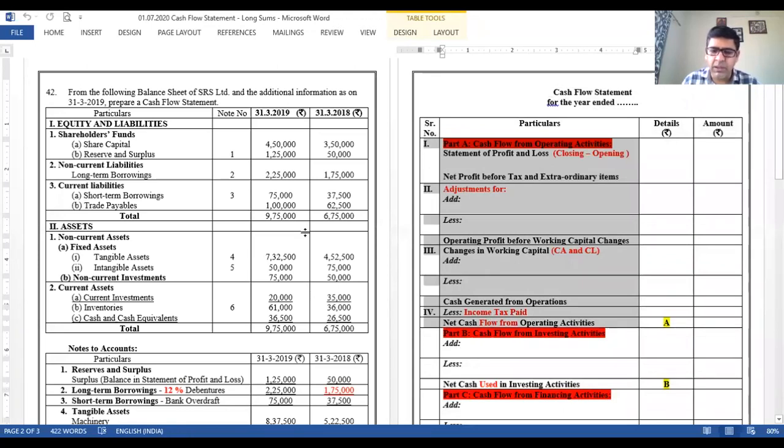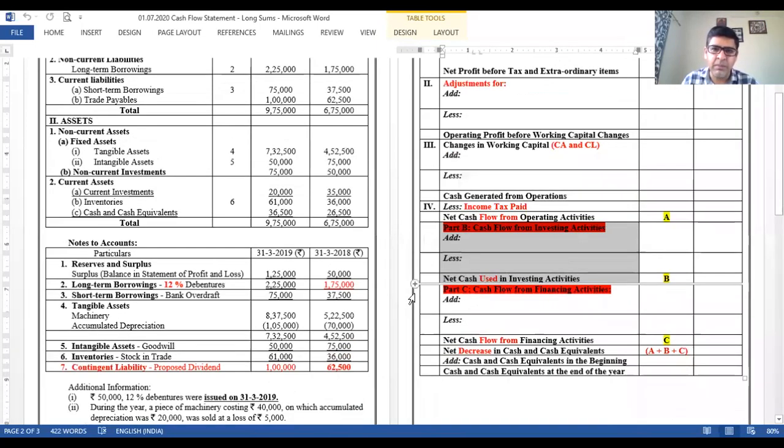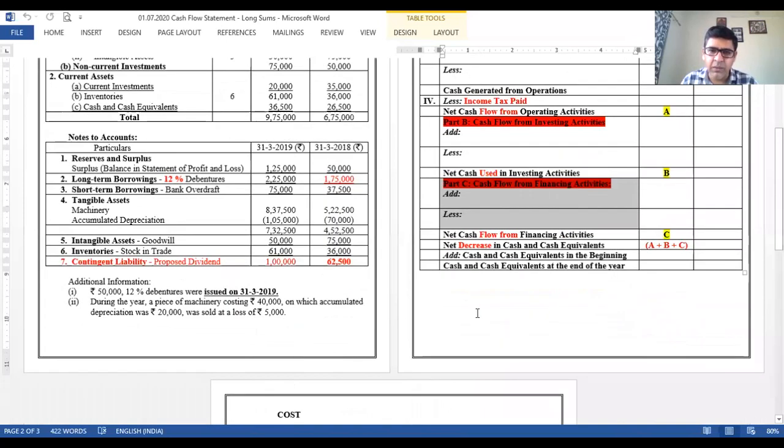Whatever the net amount comes, if it is positive, it will be cash flow. If it is negative, it is cash used. Then the second part is cash flow from investing activity. Again, we need to add some amounts and deduct some amounts. And the third part is financing activity. Again, we will have the shares and the debentures to be added and deducted over here, the interest amounts and all.